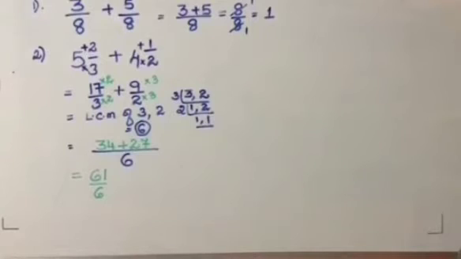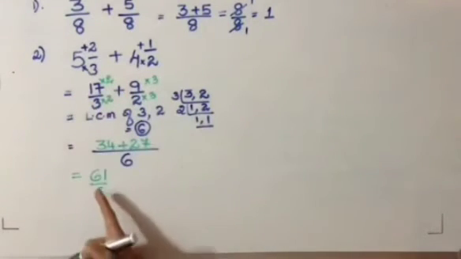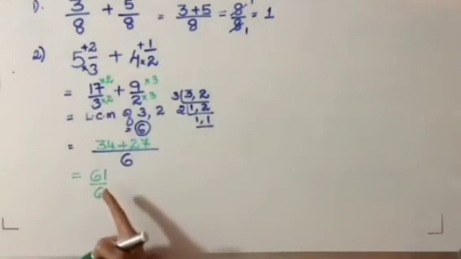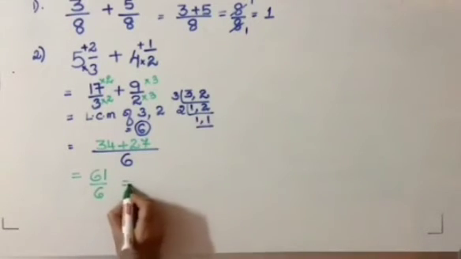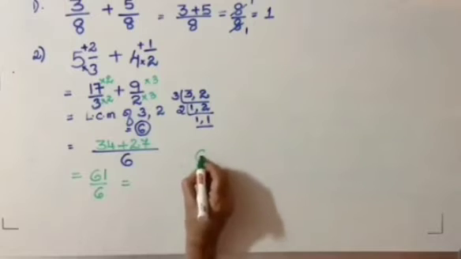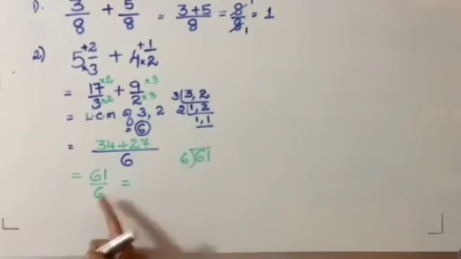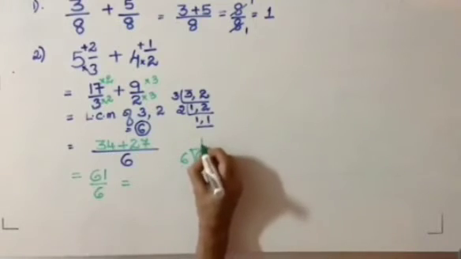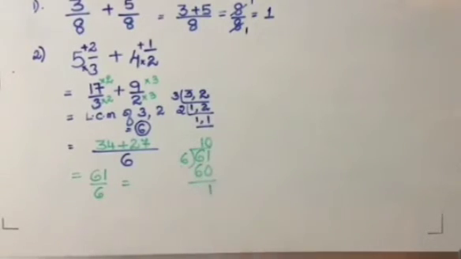But children, 61 by 6 is improper. What do we do? Convert it into mixed form, because we started the problem with mixed form. Here we have got an improper fraction. So let us bring it back to mixed form. How? Do you remember? 61 divided by 6. Is it not? 6 is the denominator or the divisor. So 6 tens, 60. 1 is the remainder.